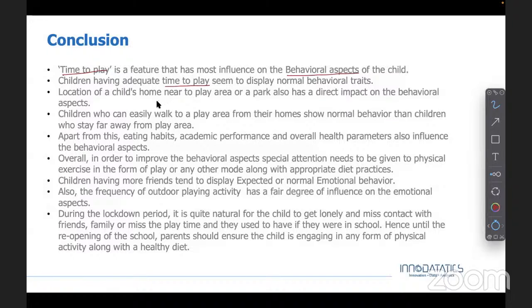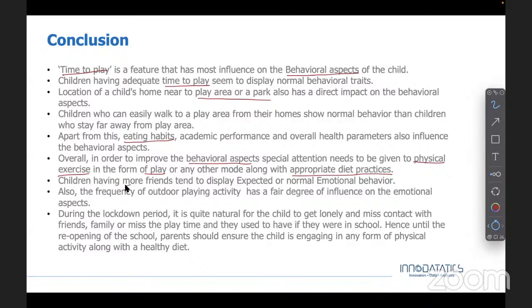Location of the child's home, if it is near a play area or park area, had a direct impact on behavioral aspects. They were actually a lot healthier when it comes to mental health. Children who can easily walk to the play area from their homes showed normal behavior in comparison to children who stayed far away from the play area. Apart from this, eating habits were also considered. And in order to improve the behavioral aspects, special attention needs to be given to physical exercise in the form of play, and you need to obviously give an appropriate diet.